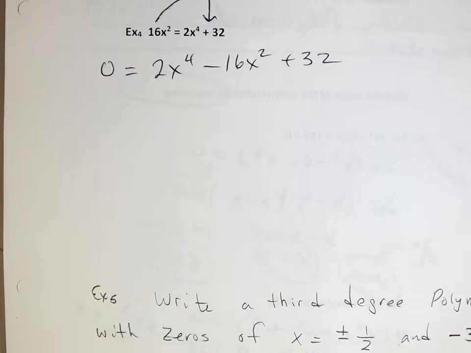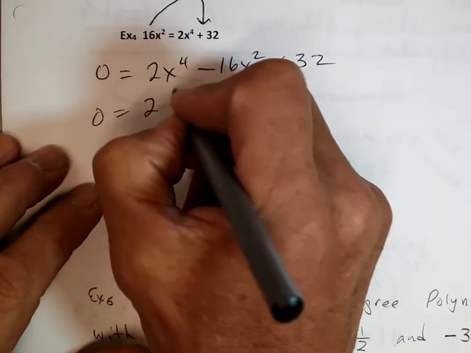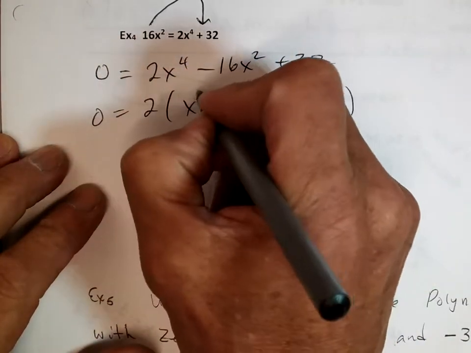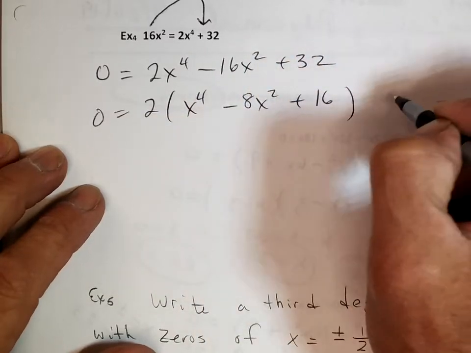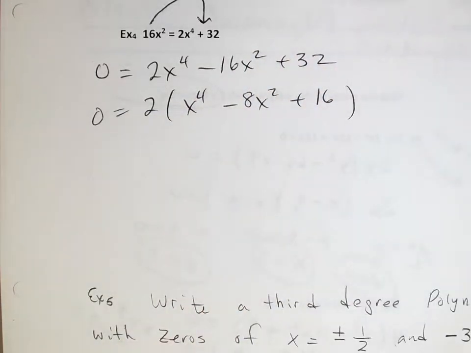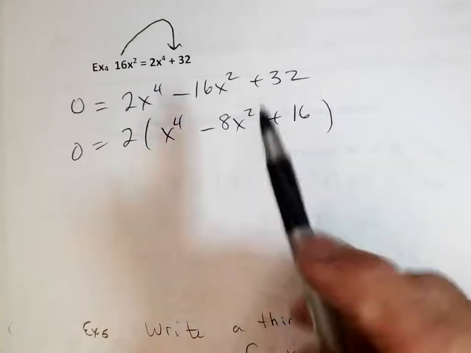They have a 2 in common. Do you guys see it? Take out the 2. And I'm going to have an x to the 4th minus 8x squared plus 16. How am I doing? Would it just be 8x? No, it'd be an 8x squared.